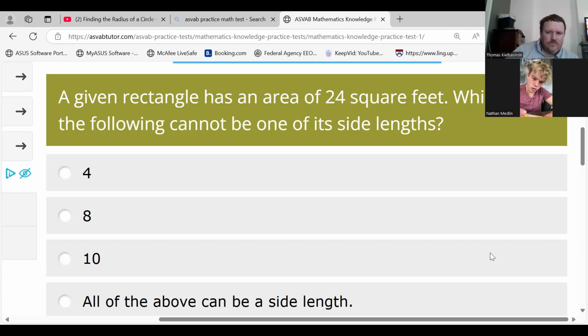A side length. What do you mean by that? A side length means the top, the bottom, the left, and the right of the rectangle. The top's a side, the right's a side, the left's a side, the bottom's a side. Then I'm gonna say, probably D because they can all be the same length.